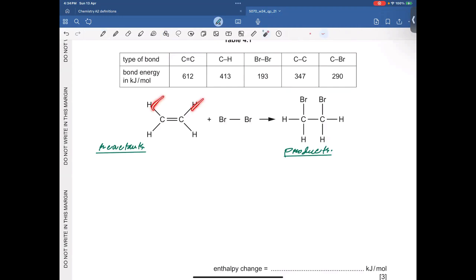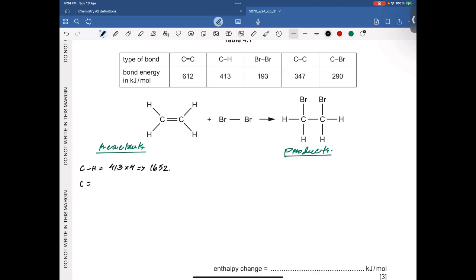So we have carbon hydrogen bond. Carbon and hydrogen has a bond energy of 413. Since we have 4 bonds, so into 4, our answer will be 413 into 4, 1652.